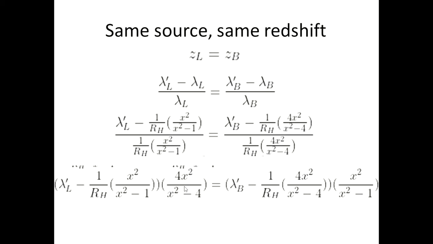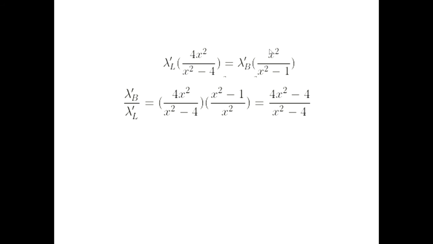One thing we will get is that both sides will consist of -1 over RH, x squared over x squared minus 1 multiplied by 4x squared over x squared minus 4, such that we can just cross that out on both sides, and we can just deal with these lambda accents right here. We can also cross multiply these lambda accents to get rid of the many x squareds over here, and we end up with this equation.